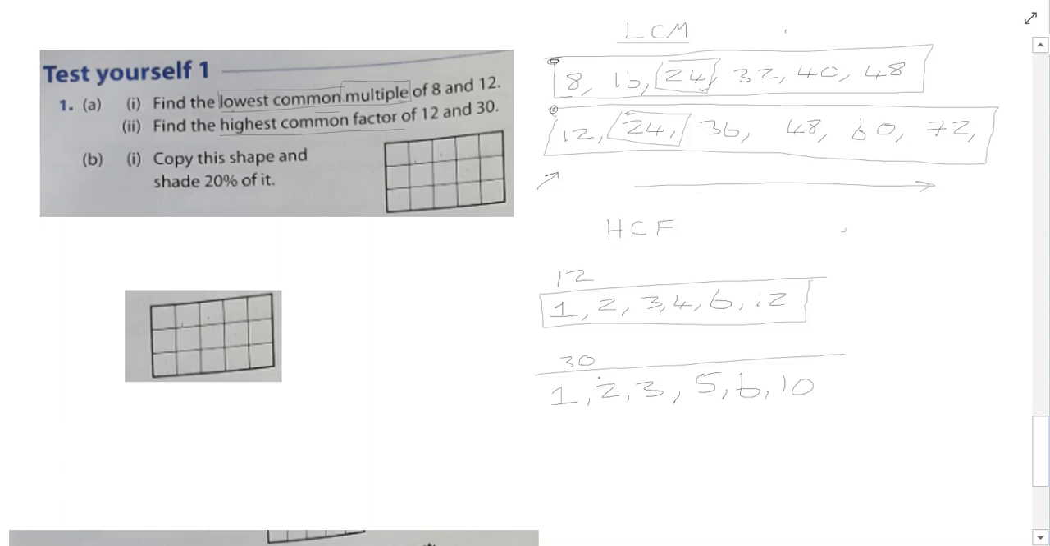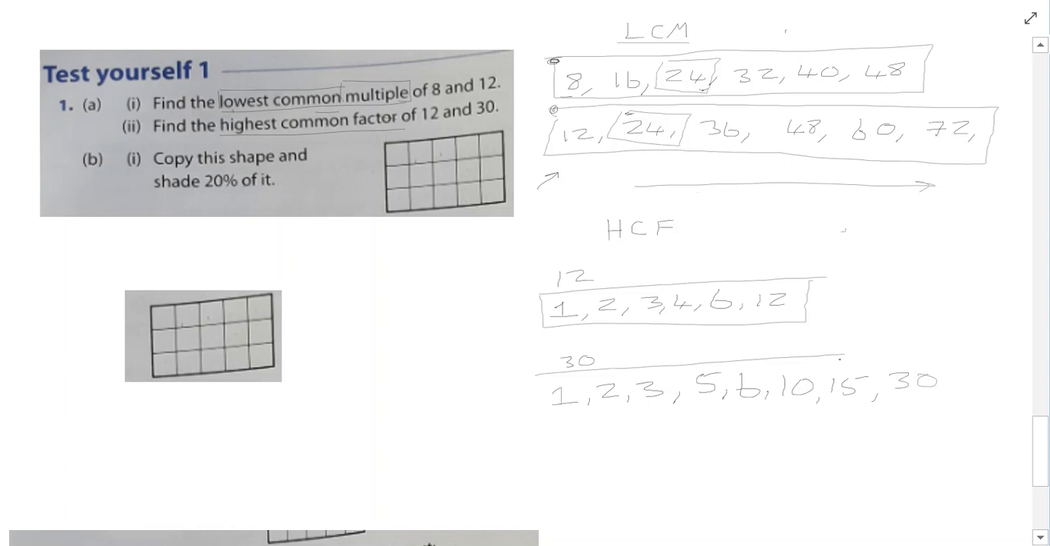11 won't. 12 won't. 13 won't. 14 won't. 15 will. It'll go twice. So 15 is a factor. 16 won't divide in. 17 won't. 18 won't. 19 won't. 20 won't. 21 won't. 22, 23, 24, 25, 26, 27, 28, 29 won't, and then 30 will.